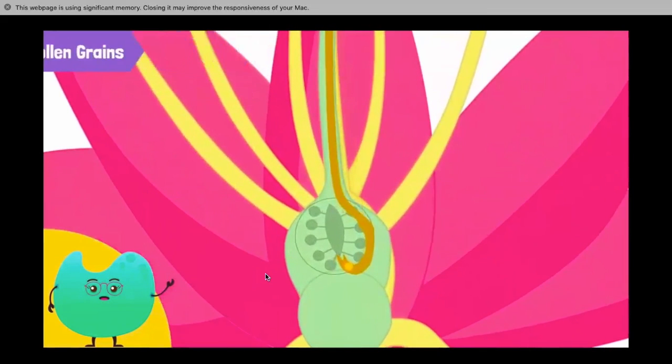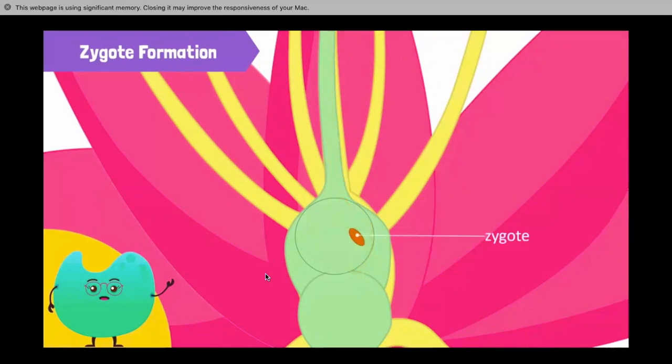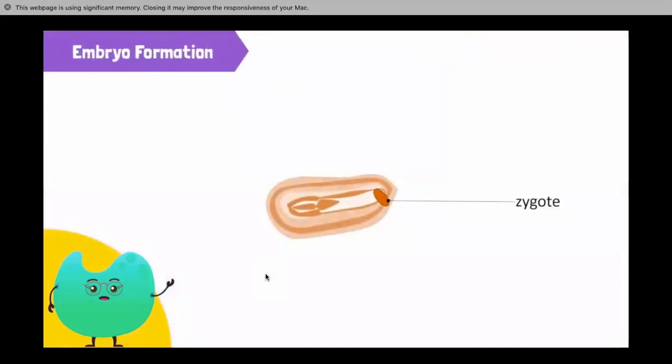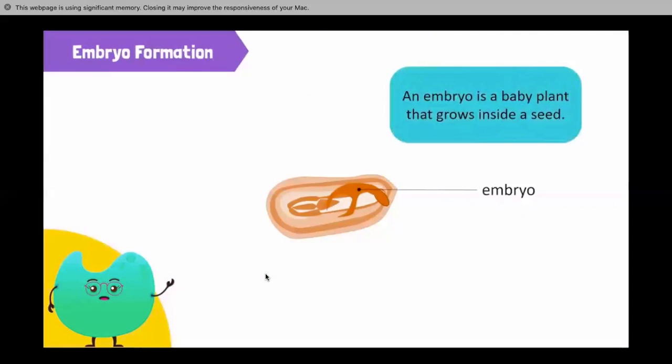Next, the nucleus of the pollen grain divides into 2 male gametes. Then, the pollen tube bursts and releases the male gametes inside the ovule. One of the male gametes fuses with a female gamete and forms a zygote. A zygote is a combination of a male and female gamete. The zygote divides many times before forming an embryo. An embryo is a baby plant that grows inside a seed. Finally, during the end of fertilization, the embryo is covered by a tough outer covering called a seed coat.